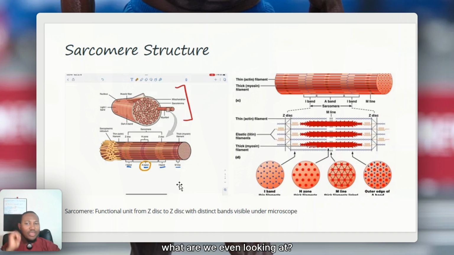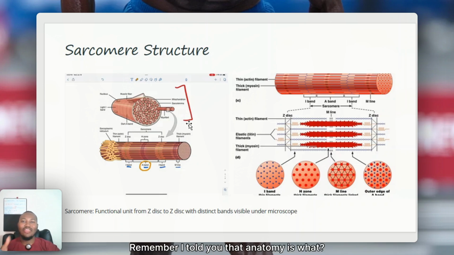First of all, what are we even looking at? This is a muscle cell. I told you, muscle cells are known as what? Muscle fibers. So this is a muscle cell. If you bring out one of the myofibrils, this is a myofibril containing what? Containing the myofilaments. We have the contractile proteins, which are actin and myosin. We've already discussed this. That's physiology.